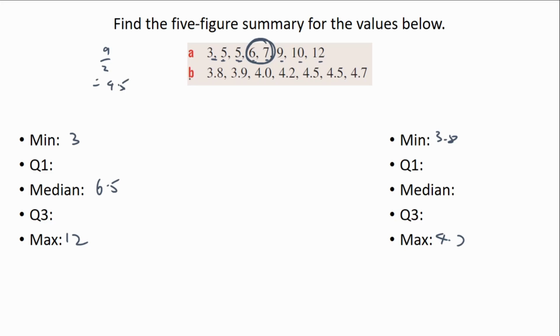Now finding Q1, I've got 3 values, so I know that's going to be my median for the lower half of the values. And over here, it's going to be 10.